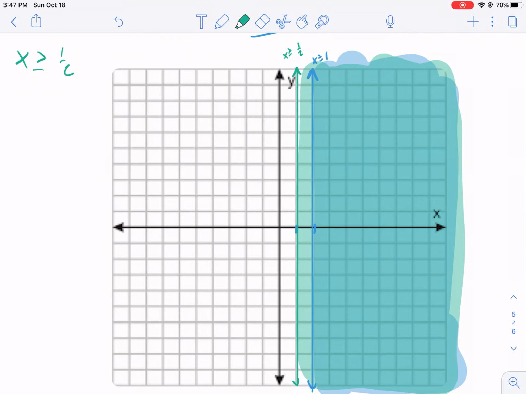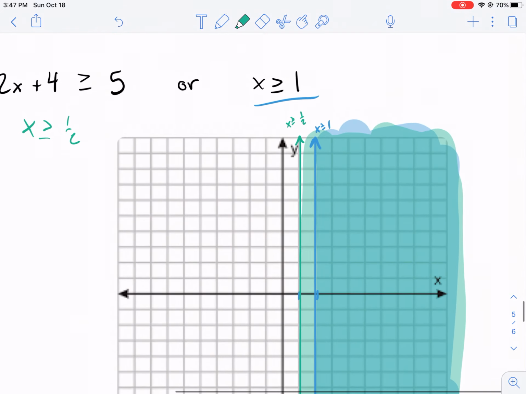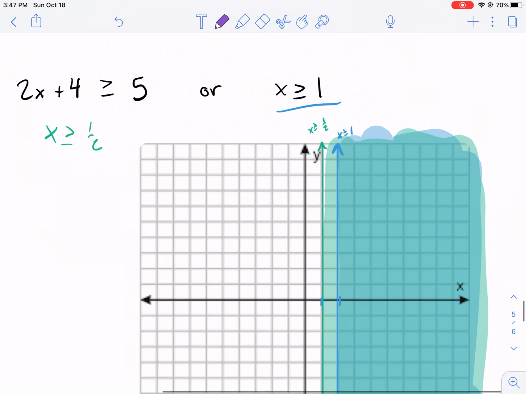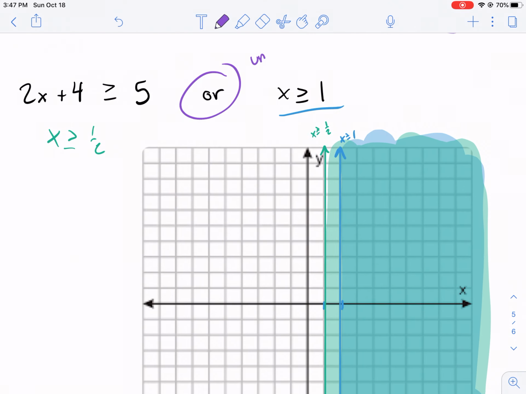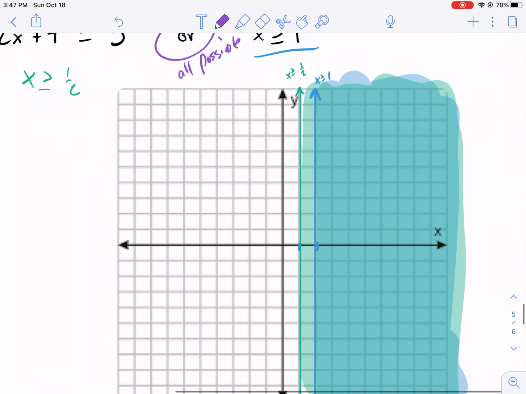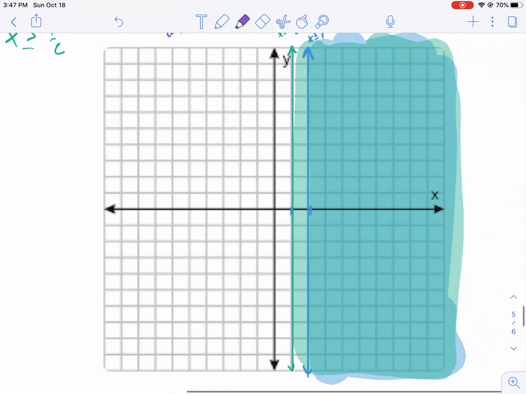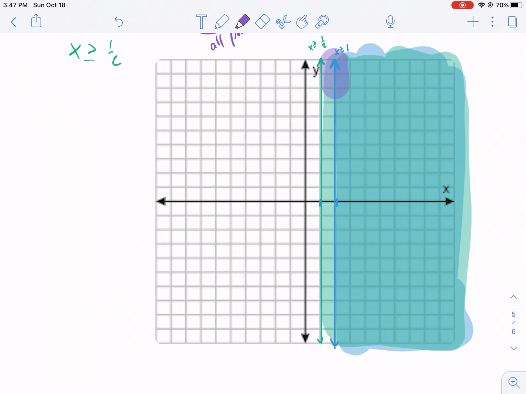It says or. Okay, so we can clearly see the overlap, but because it says or, that means we want to include all the shaded. This is the union. We want all possible values, so we don't want to exclude anything. We're not interested in just the overlap. We want all the possible solutions. So guess what we're going to do? We're going to include all the possible solutions. We're going to start from here, and we're going to include everything this time.